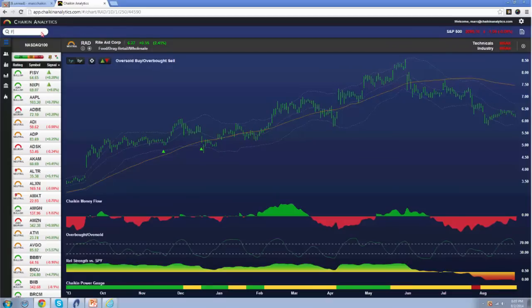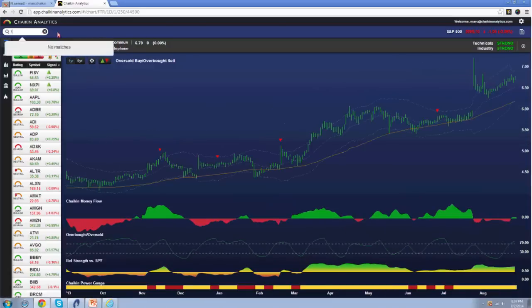So Frontier, because of this negative money flow on the spike, I'm going to say it's a stock I'd avoid or take some profits on, but it's not clear-cut with the power gauge neutral.